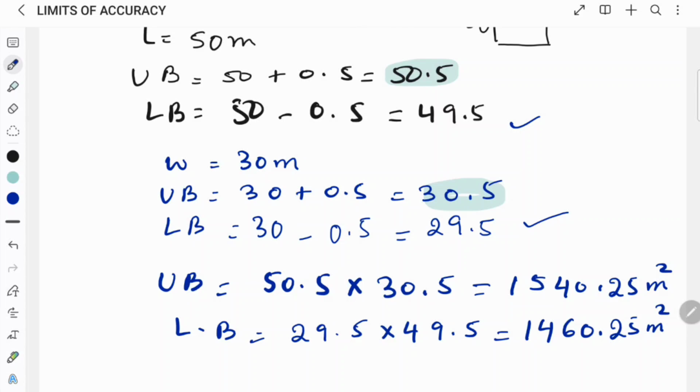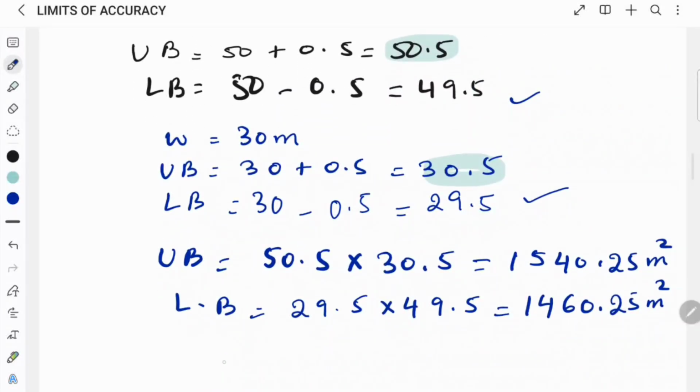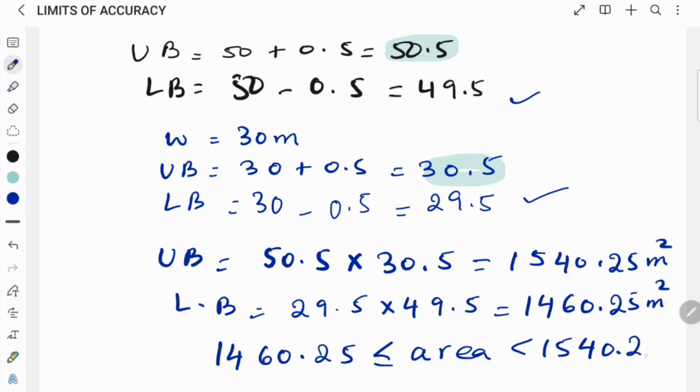But remember, you will not get such values in your non-calculator paper. You will get easier numbers for the questions. If this type of question comes, it will be in your calculator paper. So as an inequality you can write 1460.25, the least value, is less than the area, which is less than 1540.25 meters square, the maximum value.